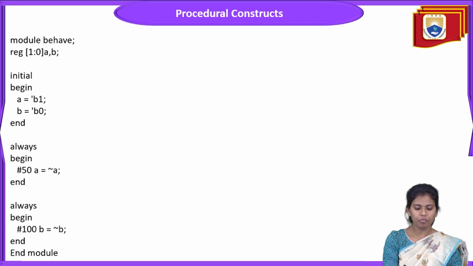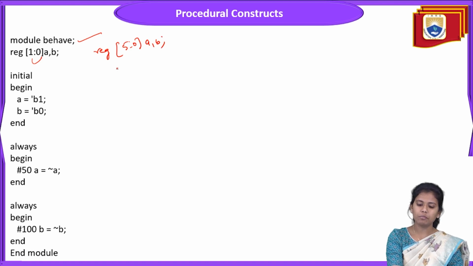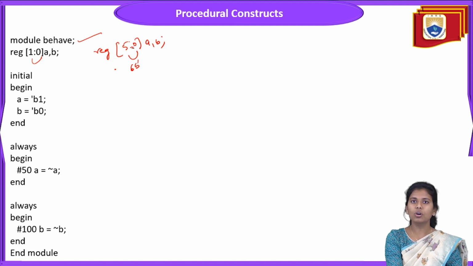Next. For example, here also the same thing. So module behave, register 1 is equal to 0. For example, in the register, if you want to store data, you can also write reg [5:0] A, B. What does it mean? I'm storing 6 bits of data in the register. Just to store the data, we are using a register, reg [5:0] A, B.